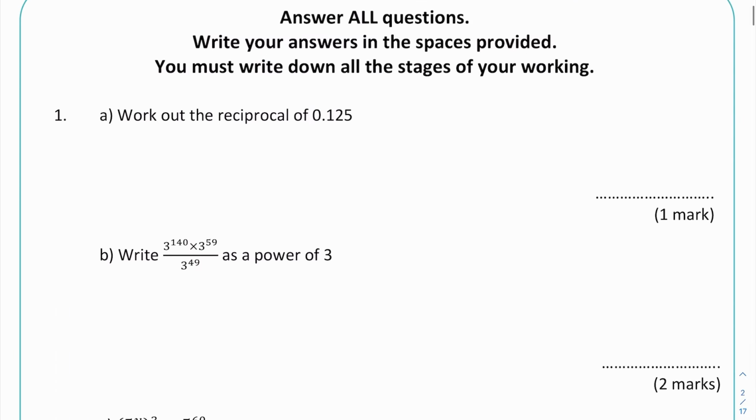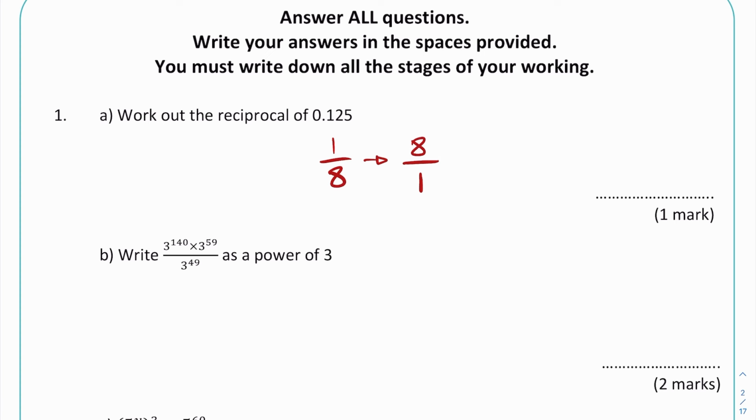So getting started with the questions. Question 1, we've got to work out the reciprocal of 0.125. Now the reciprocal of a number just means we need to flip it over when it's written as a fraction. At the moment it's written as a decimal though, so not forgetting that throughout this paper we're obviously using our calculator. So if we type in 0.125 on the calculator, press equals, that comes up as 1 over 8. So at the moment this is the fraction 1 over 8. If we want to do the reciprocal of that, we just need to flip it over. So that becomes 8 over 1.